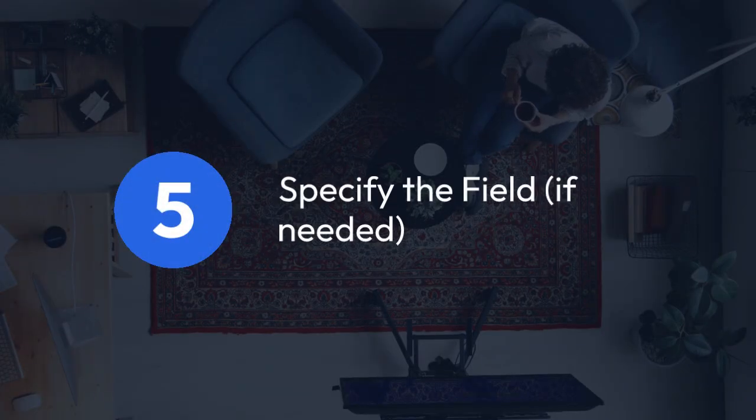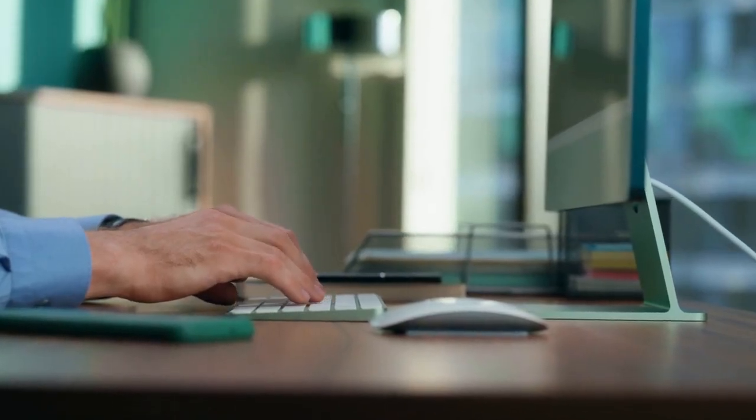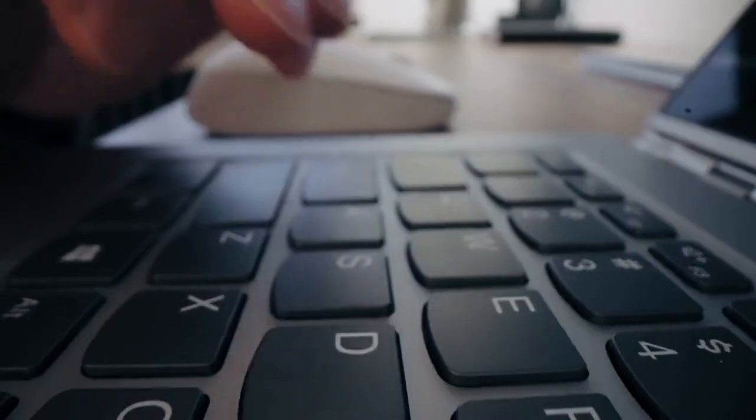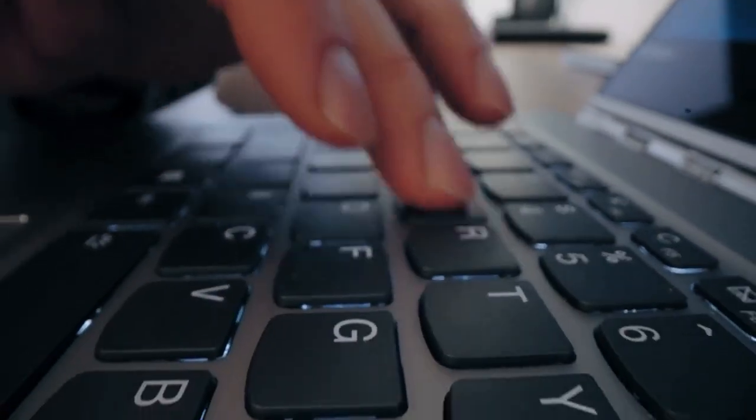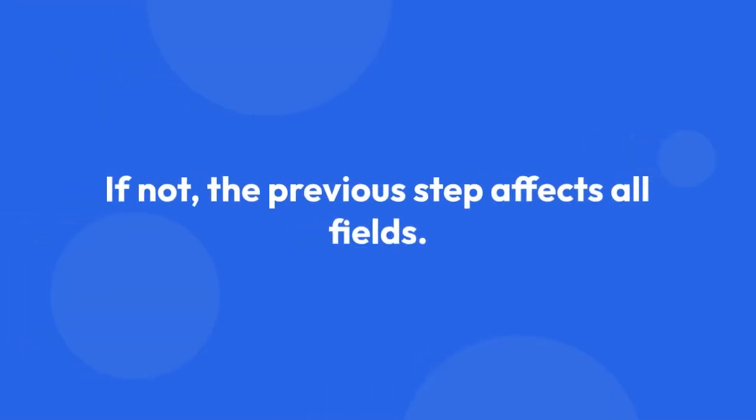5. Specify the field, if needed. Some versions of Excel might let you choose which fields you want to remove subtotals from individually. If this option is available, you can select the specific fields you want to affect. If not, the previous step affects all fields.